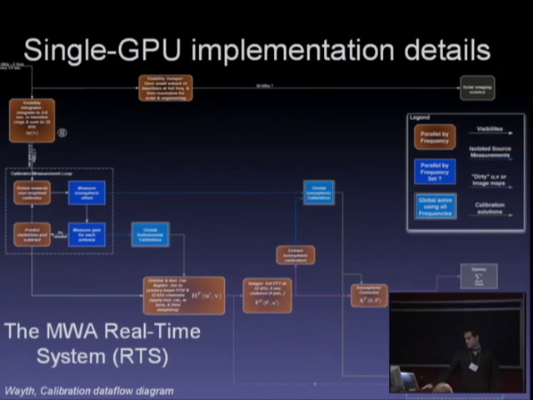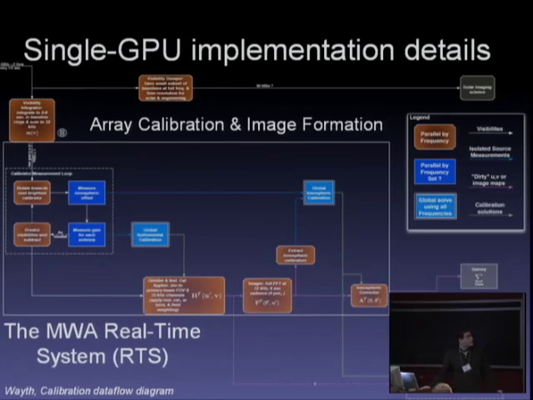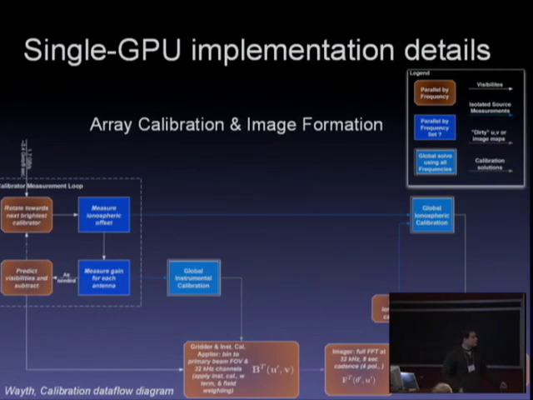So back to this picture. Again, the RTS. This is the part that we are focused on. We have the calibrator measurement loop and the most important stages of image formation here. Zoomed in on that again.